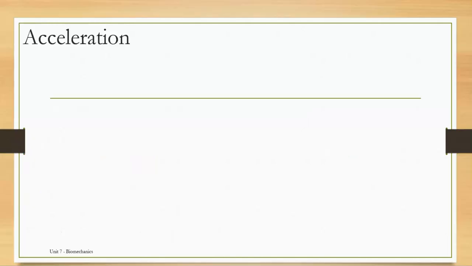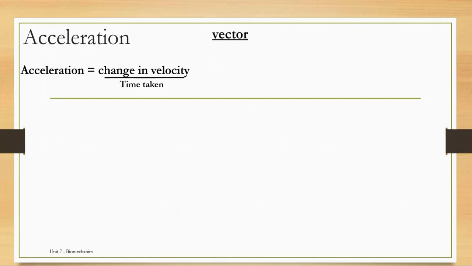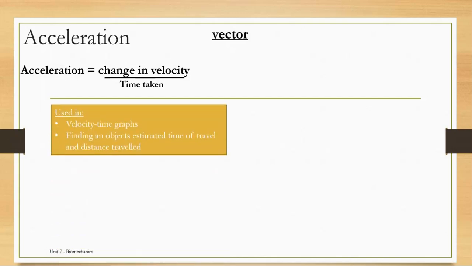Firstly, acceleration is a measure of how fast an object or person is going over time taken. This is a vector quantity, meaning that it has both direction and magnitude within its concept. This can be calculated through finding the change in velocity and then dividing it by the time taken. This can then be used in a visual representation, such as a velocity time graph, which will help find an object's estimated time of travel and distance traveled. This time graph clearly demonstrates the acceleration through the gradient of the line.